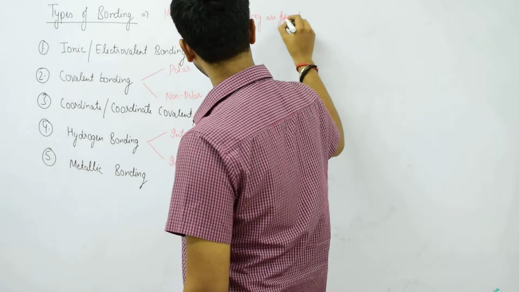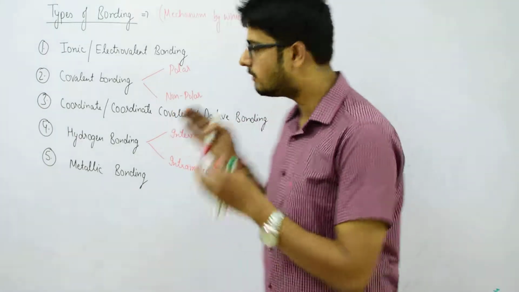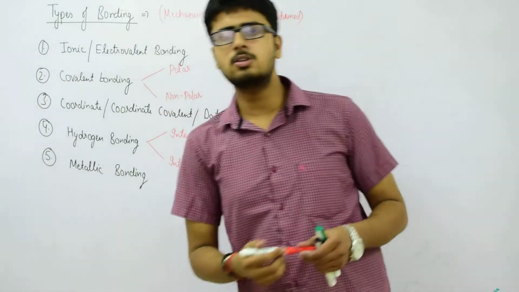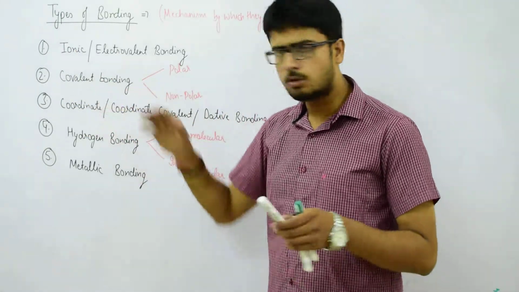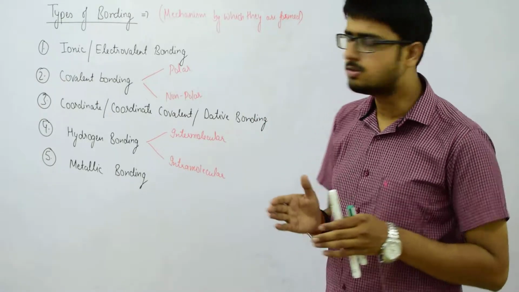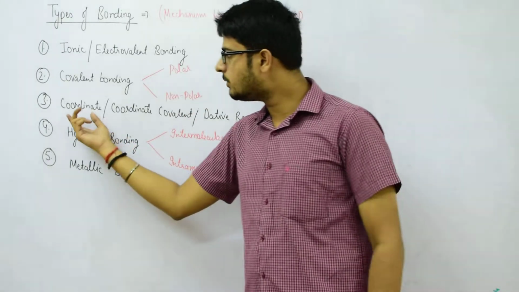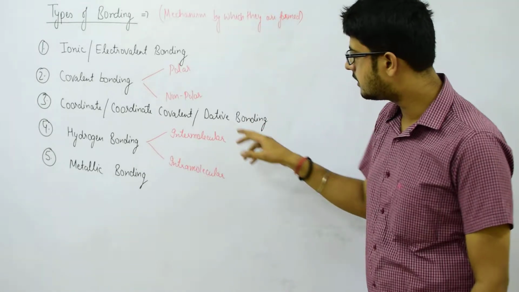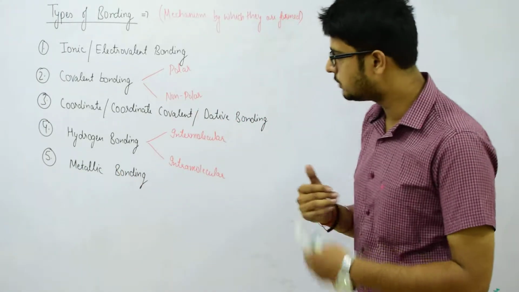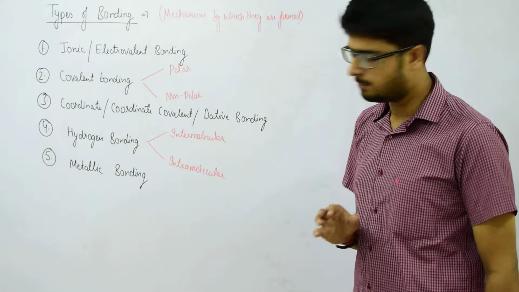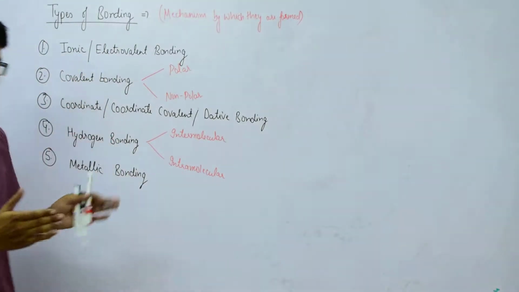So according to the mechanism involved behind chemical bond formation, the chemical bonds can be of 5 types. First one is ionic, also called electrovalent bonding. Second one is covalent bonding, which is formed due to sharing of electrons. Further we will discuss polar and non-polar covalent compounds. The third one is coordinate covalent bond, also called dative bonding. Fourth one is hydrogen bonding, and in this we will see 2 categories, intermolecular and intramolecular. And the last one is metallic bonding. These are the 5 types of bonding which we will discuss in our coming topics.